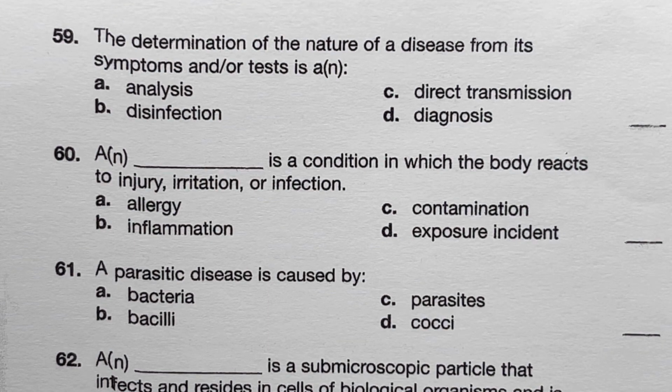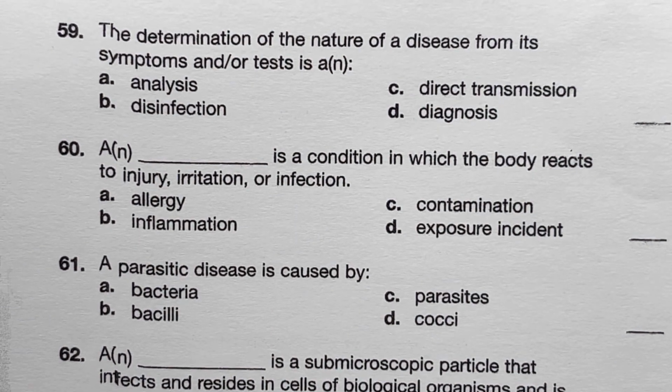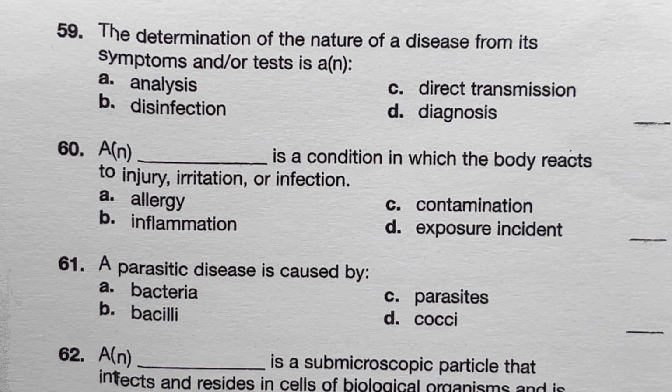Number 60. A blank is a condition in which the body reacts to injury, irritation, and infection. A, allergy, B, inflammation, C, contamination, D, exposure incident. And the correct answer is B, inflammation.